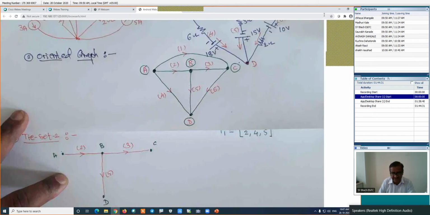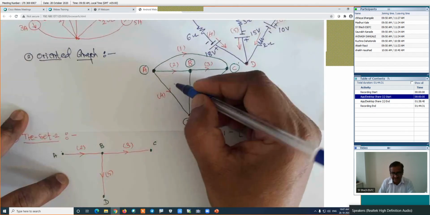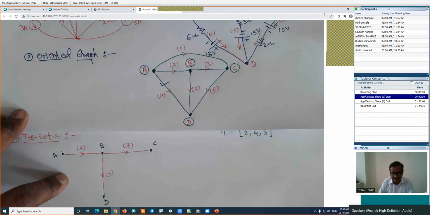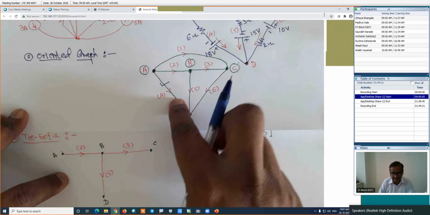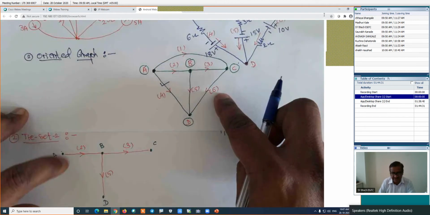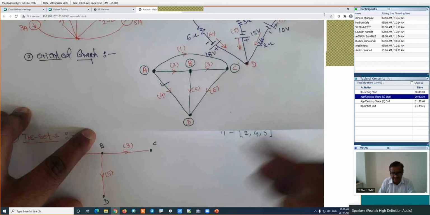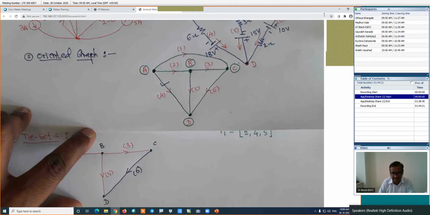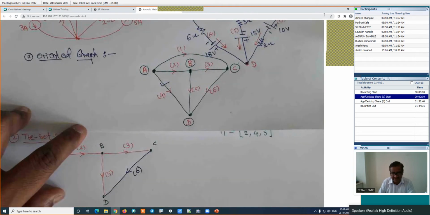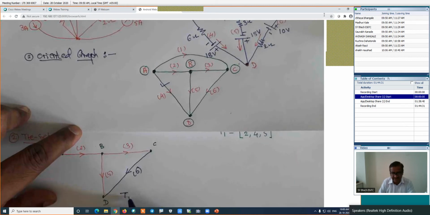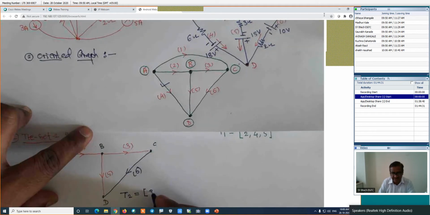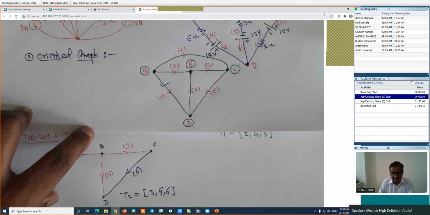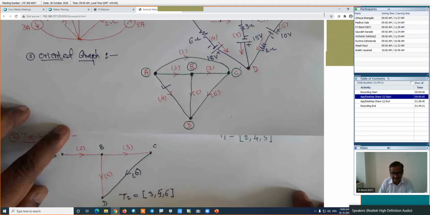Now I will come back to this figure. In this figure, what have we done? We have already prepared the tree by using the core-tree branch. Branches 1, 2, 3 are a tree. If I use this branch number 6, which is the core-tree branch here, then again it will form the closed path. So how is our Triset number 2? That is T2. This Triset number 2 is branch number 3, branch number 5 and branch number 6. A Triset is nothing but a group of branches which will form the closed path.